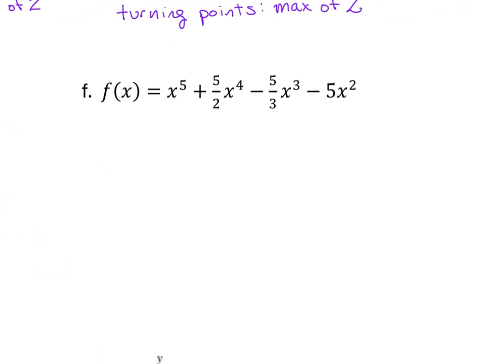Now, you may sit there and think this is going to be the hardest one just because we got fractions running around. But just remember, we're really only looking at this leading term. And so the rest of the numbers really don't affect this at all. So what we have is we have a degree of 5. Our leading coefficient is positive. And because my degree is odd and my leading coefficient is positive, I know it's going to go down on the left and up on the right.